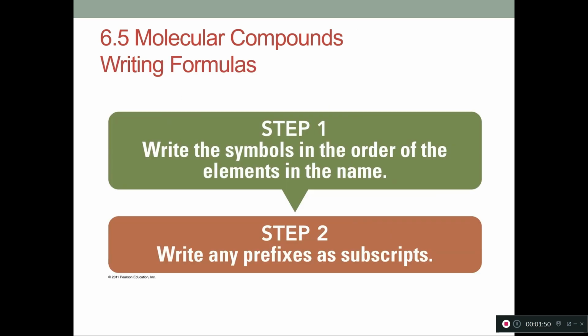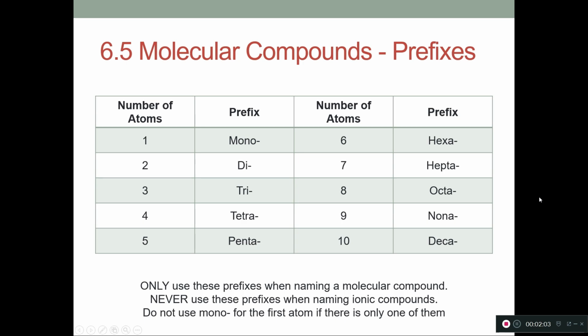So when we come up with the formulas for these, the steps that we want to do is write these symbols in order of the elements in the name, then write any prefixes as subscripts. So what I mean by prefixes are these. So if we have just one atom present in the molecule, then we use mono. If there's two, it's di, 3 tri, 4 tetra, 5 penta, 6 hexa, and so on.